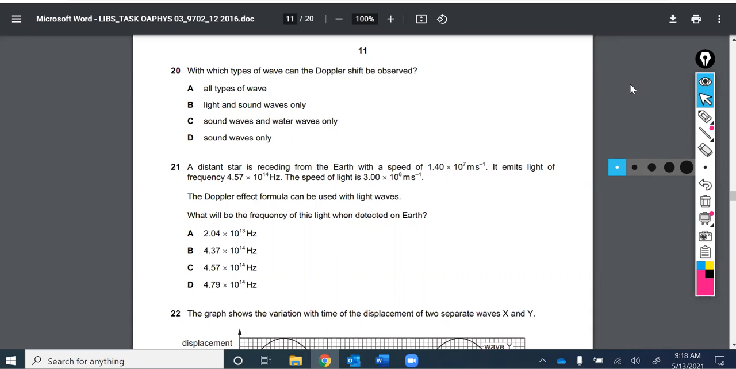A. 21. A distant star is receding from the Earth with a speed of 1.4 by 10 to the 7 meters per second. It emits light of frequency 4.57 by 10 to the 14 hertz. The speed of light is 3 by 10 to the 8 meters per second. The Doppler effect formula can be used with light waves. Well, that's kind of a nice clue about the previous question, right? If you're debating that, oh, I only know about Doppler with sound waves only, but then it says the Doppler effect formula can be used with light waves. Nice little sort of reminder there.